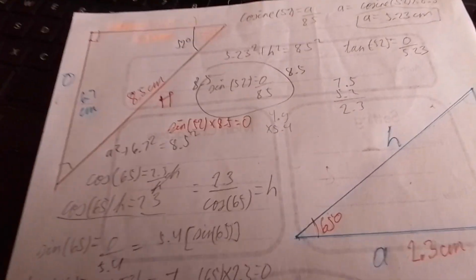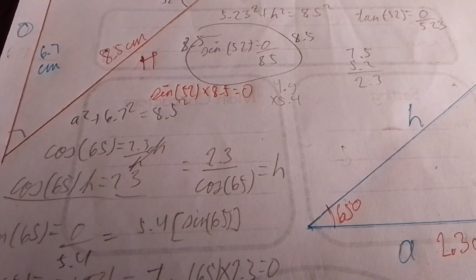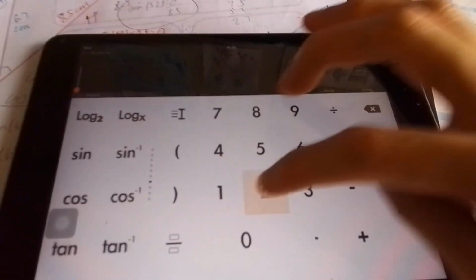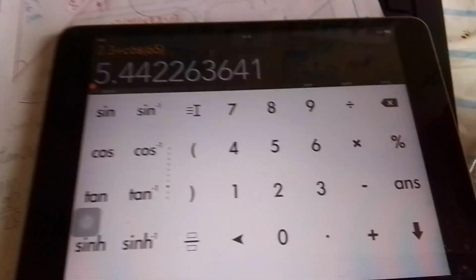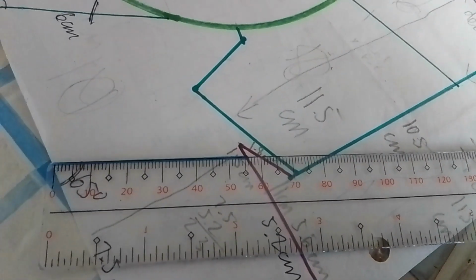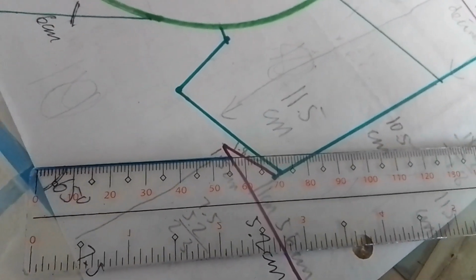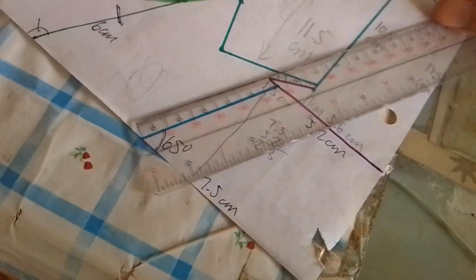Now we need to leave h all by itself. So hence, we need to divide both sides, 2.3 by the cosine of 65. Here's what I mean when I plug it into the calculator. So remember, it goes like this, 2.3 divided by the cosine of 65. What did we get? 5.4. 5.4 ba? Yes, we should get that answer. So yan, if I were to go back using the ruler, it's somewhat almost 5.5. Pero malapit na. Okay lang yan. So that's the measure of the hypotenuse. The measure of the hypotenuse is 5.4.